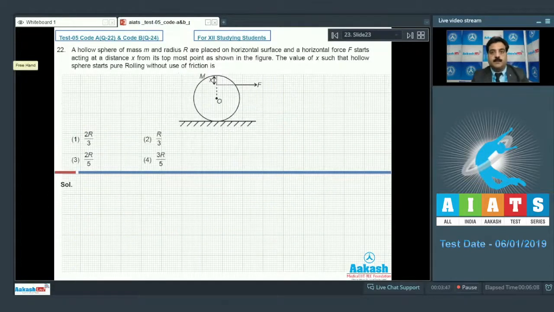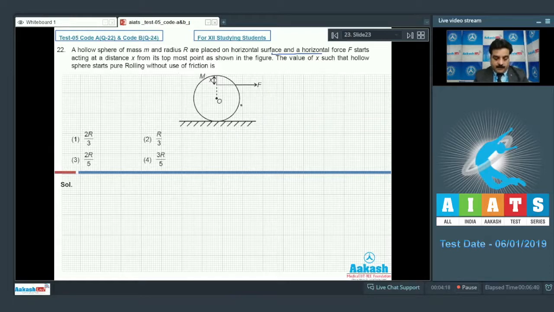In question number 22, a hollow sphere of mass m and radius r is placed on a horizontal surface, force F acting at a distance x from its topmost point as shown in the figure. The value of x such that the hollow sphere starts pure rolling without use of friction. So this is a very good question. We'll see very carefully.